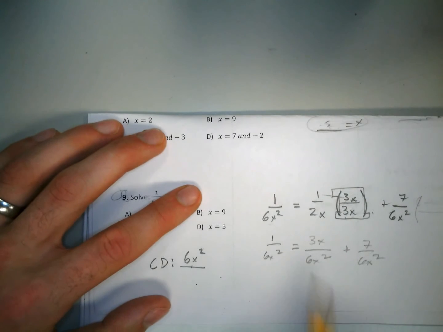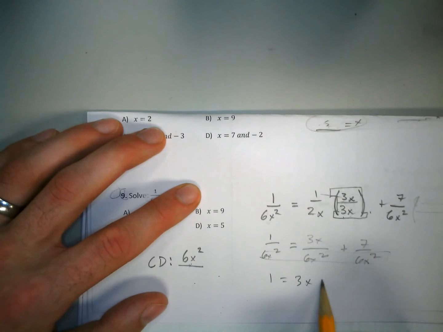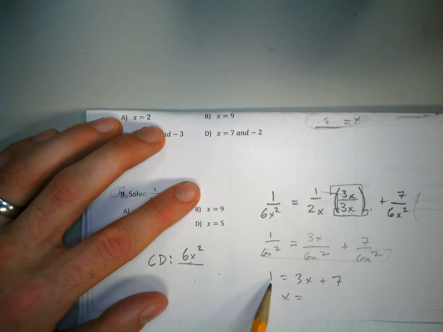Now we got all the same denominators. So then wouldn't it just be 1 equals 3x plus 7? Good. Can we finish that in our heads? Yeah, subtract 7. Negative 6 equals 3x and it'd be negative 2. Good.